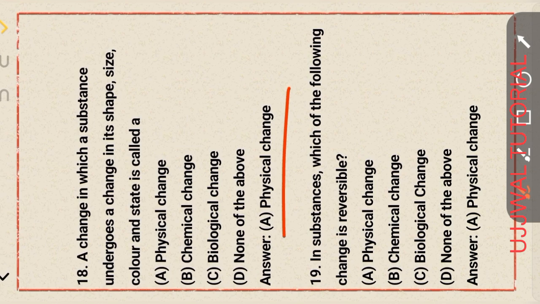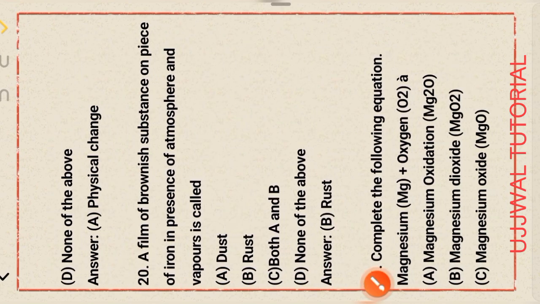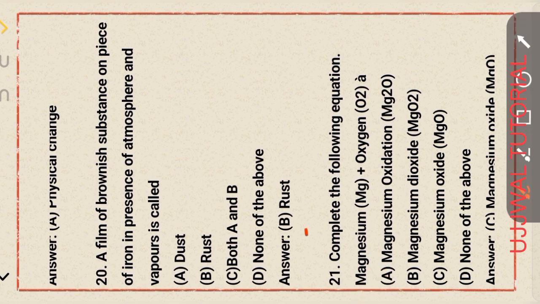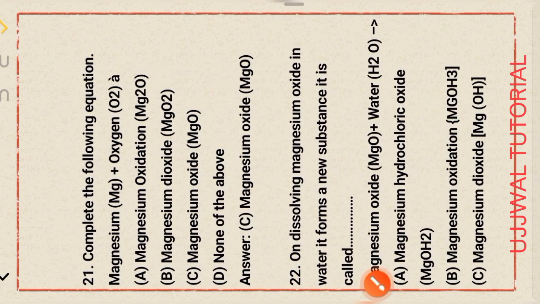Okay. Next question, question number 19. In substance, which of the following change is irreversible? That is physical change. Okay. Next question, question number 20. A film of brownish substance on surface of iron in presence of atmosphere and vapor is called rust. Okay, option B.